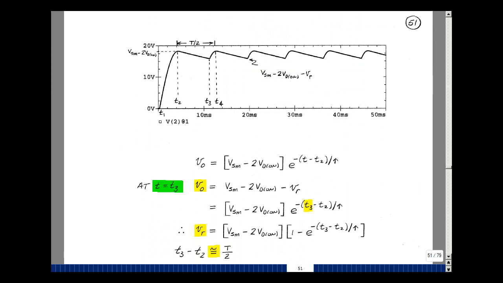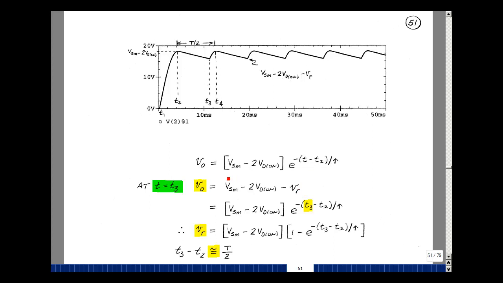So in this interval T2 to T3, we have that the output voltage is V sub S maximum minus 2 diode drops times e to the minus (t minus t2) over tau. That's describing this curve right here. Now when t is equal to t3, we also know the value of the voltage. It's equal to V sub S maximum minus 2 diode drops minus what we call the ripple. We're going to solve for the ripple voltage shortly.